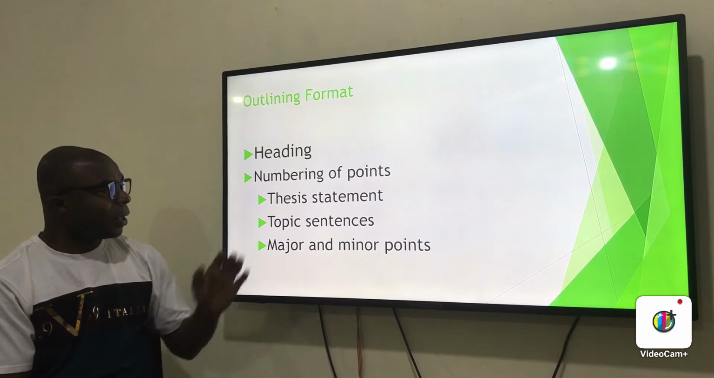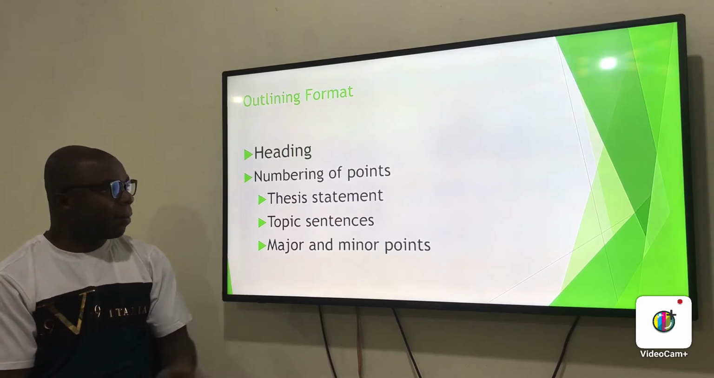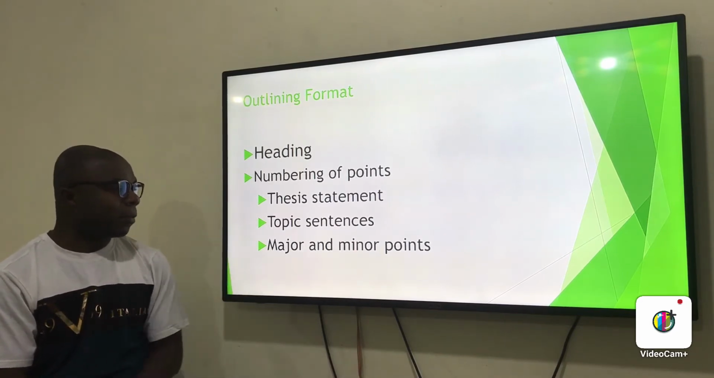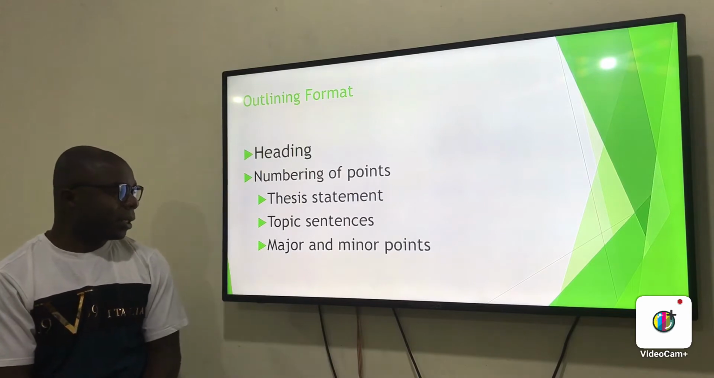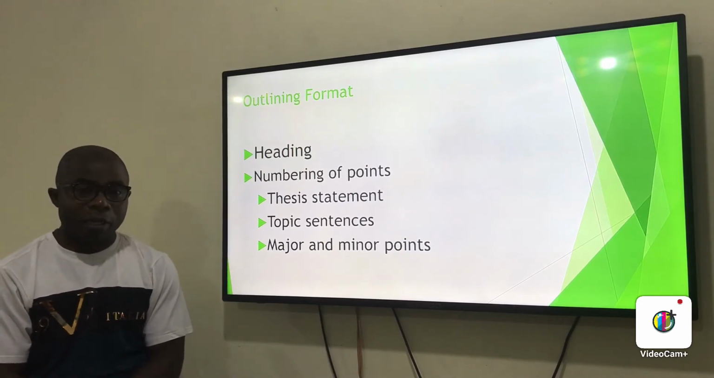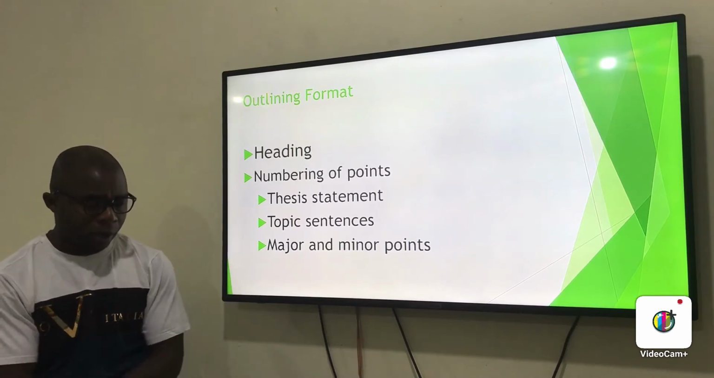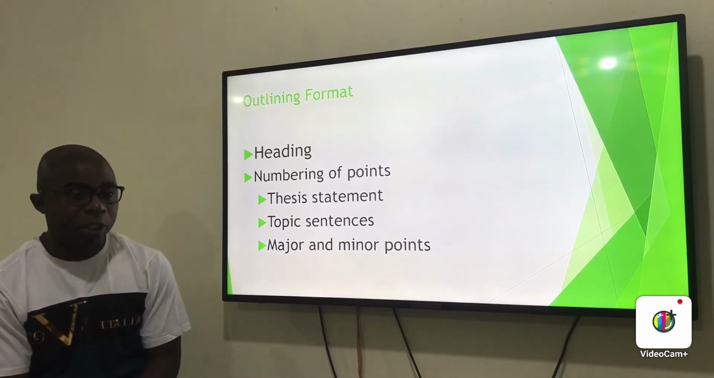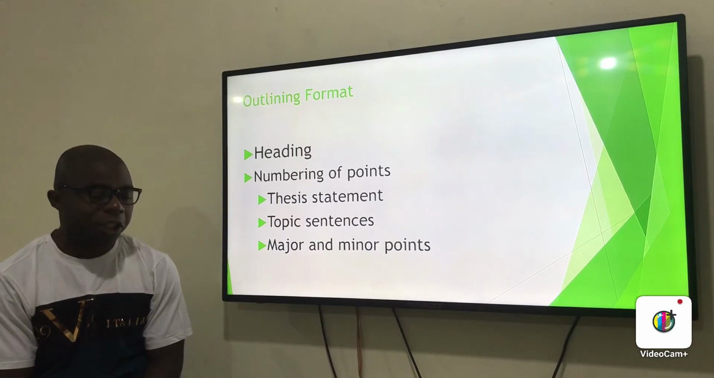So, you must have a heading, a numbering system, thesis statement, topic sentences, major and minor points as part of your outline, as part of your building block for your talk, your speech, or your composition.